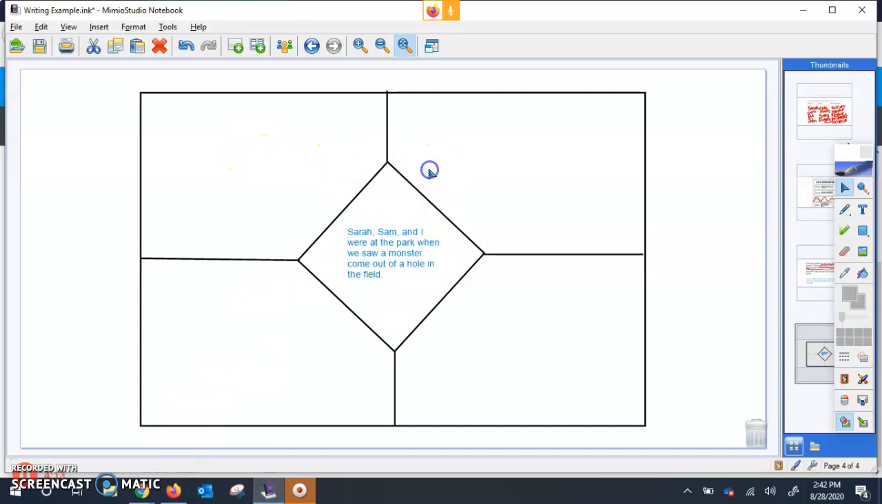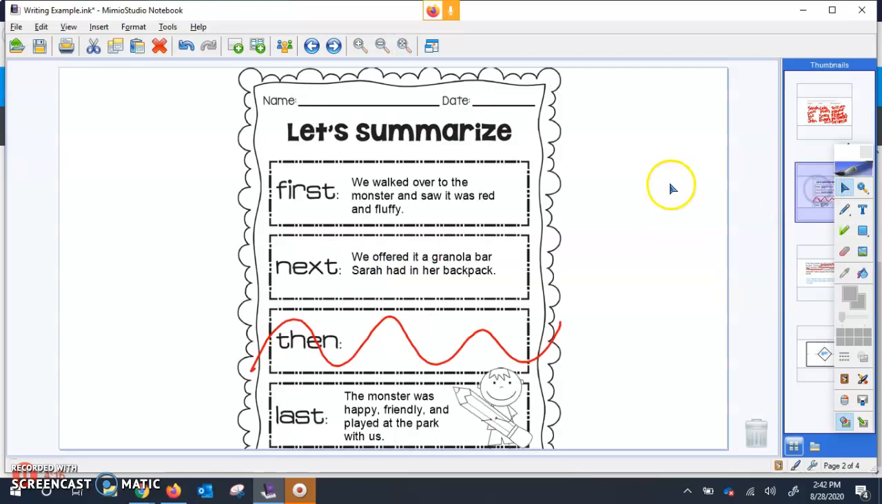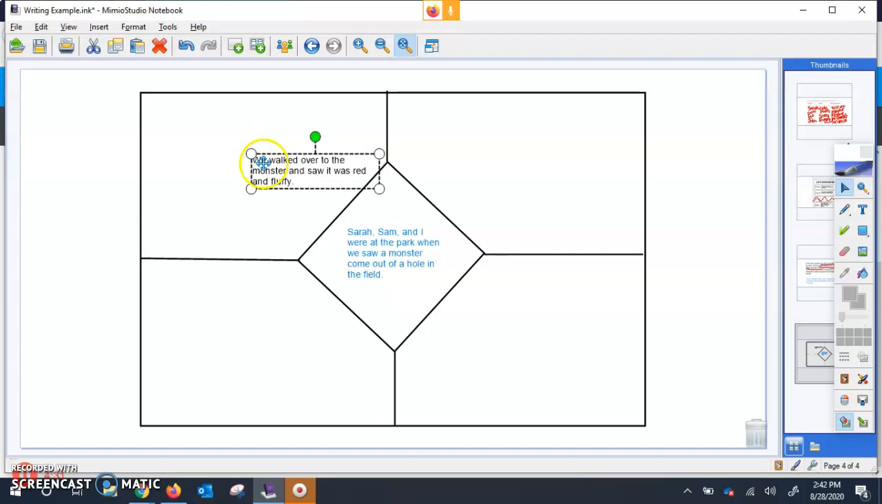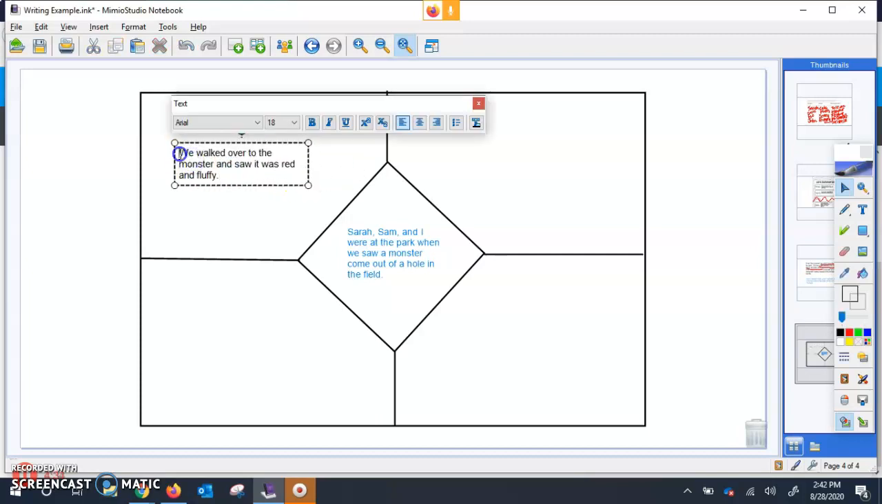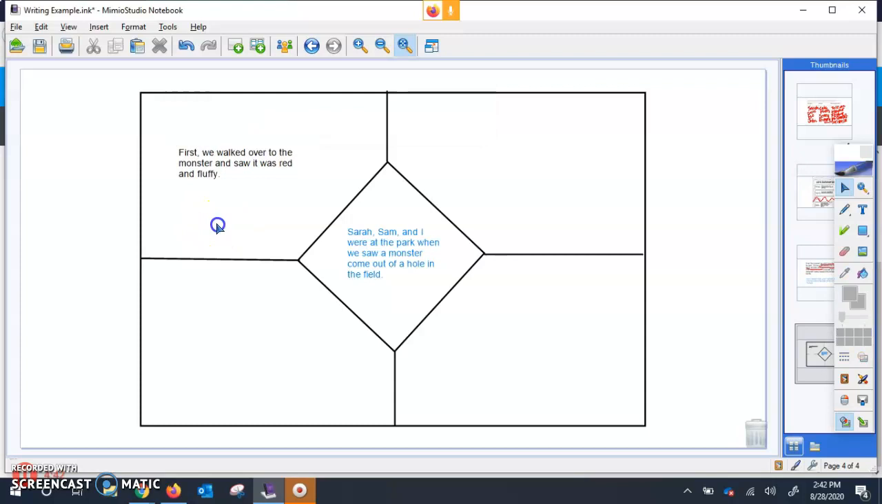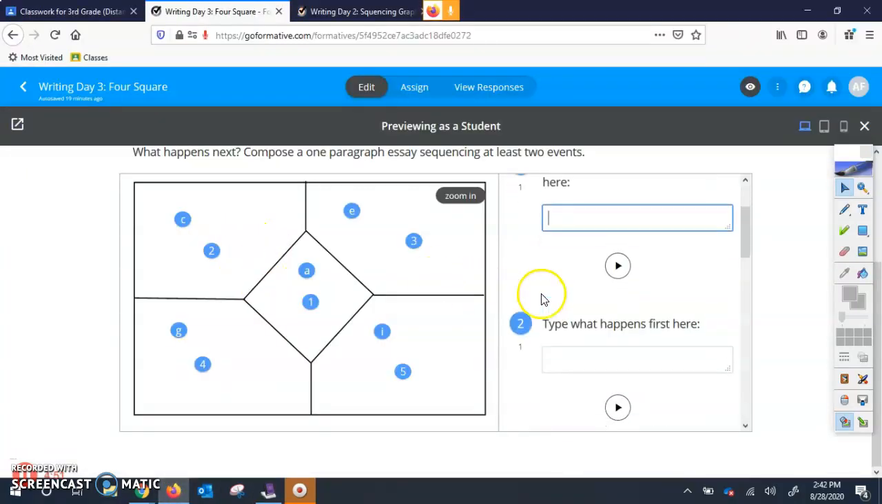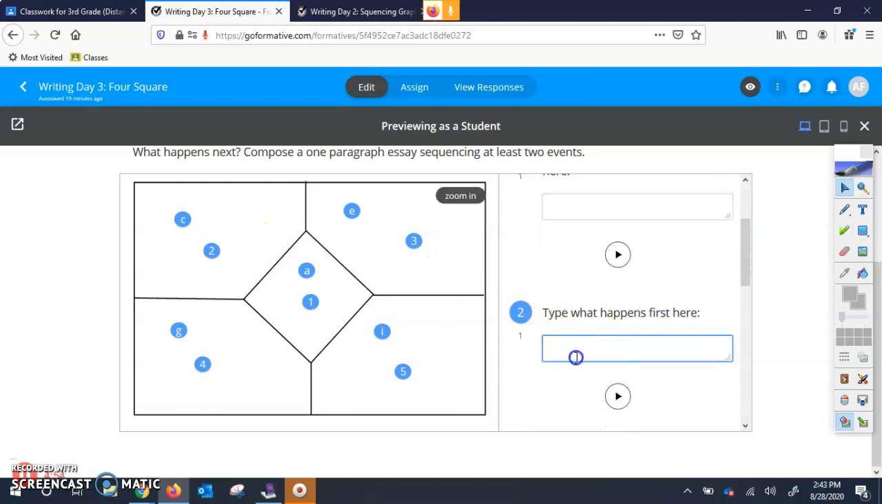I'm going to take what I wrote in my sequencing graphic organizer and make sure I include those things in my Foursquare. For time, I'm just going to copy and paste. I took what was on my first one and I'm putting it here. But I need to add my transition word, the word first. And now I have my first box filled. First, we walked over to the monster and saw it was red and fluffy. In my formative, you're going to type that into box number two. Type what happens first here.